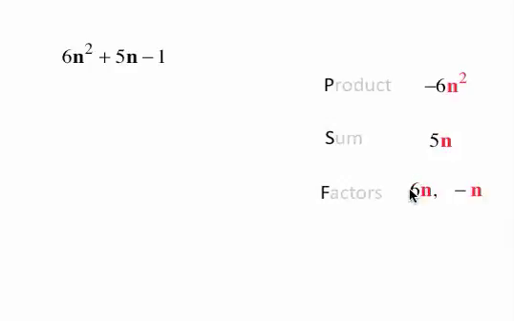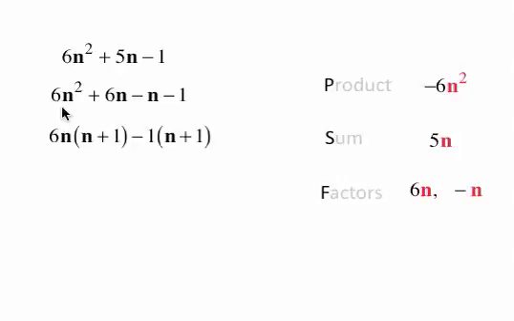So we check: 6n added to negative n gives us 5n. 6n multiplying negative n gives us negative 6n. Great. So we replace our middle term with the 6n minus n, and that gives us 6n squared plus 6n minus n minus 1. Then what we want to do is group to factor. So we're going to take the first two terms and find the common factor, which is 6n, and we pull that out. We're left with n plus 1.